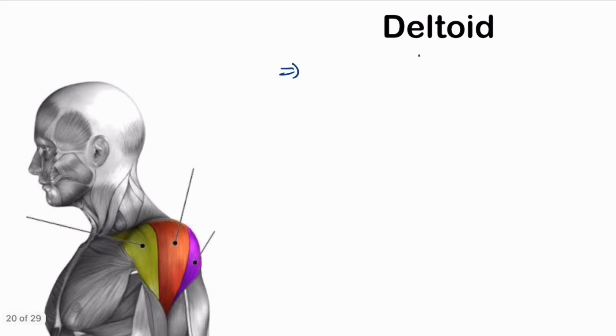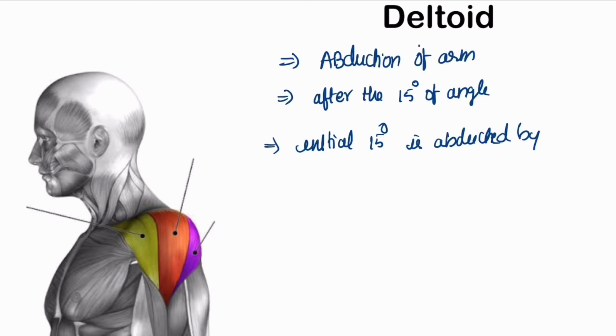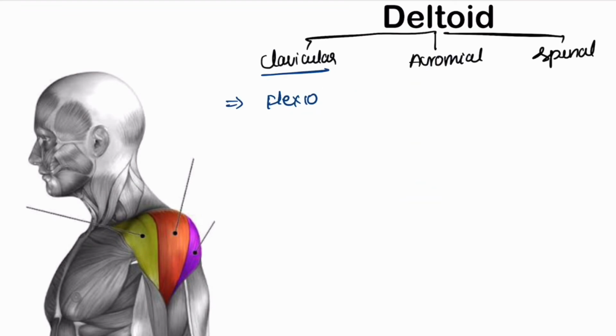It helps in the abduction of the arm. It abducts the hand after the 15 degrees. The initial 15 degrees is abducted by the supraspinatus muscle. The clavicular part helps in the flexion and also the medial rotation. The acromial part helps in abduction.